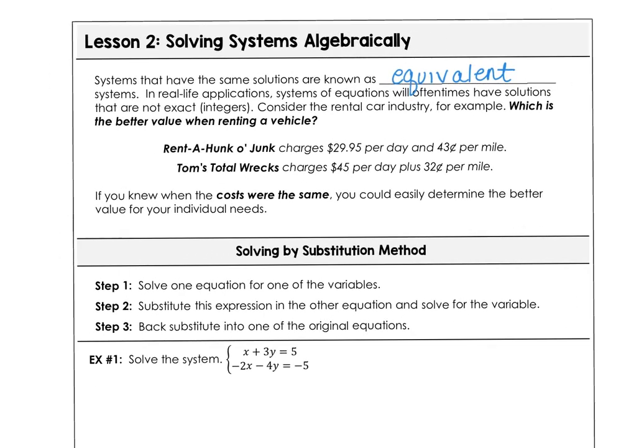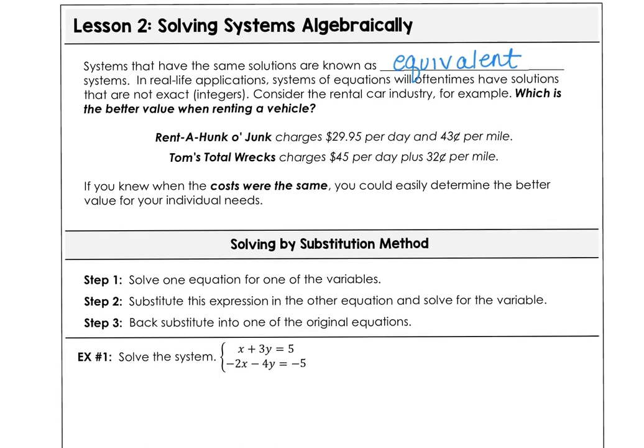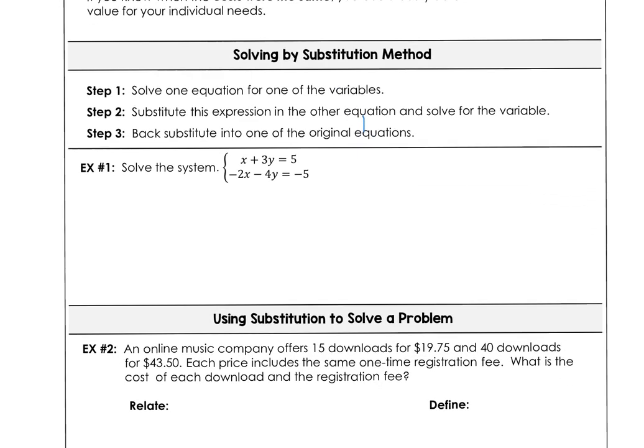First, we want to look at solving by the substitution method. Without reading the steps, I'm just going to jump into the first example and use those steps to solve using substitution. I like to number my equations, equation 1 and equation 2. Then we pick one of the equations to isolate a variable. Let's say we take equation 1 and get x all by itself. So equation 1 would have x equals 5 minus 3y.